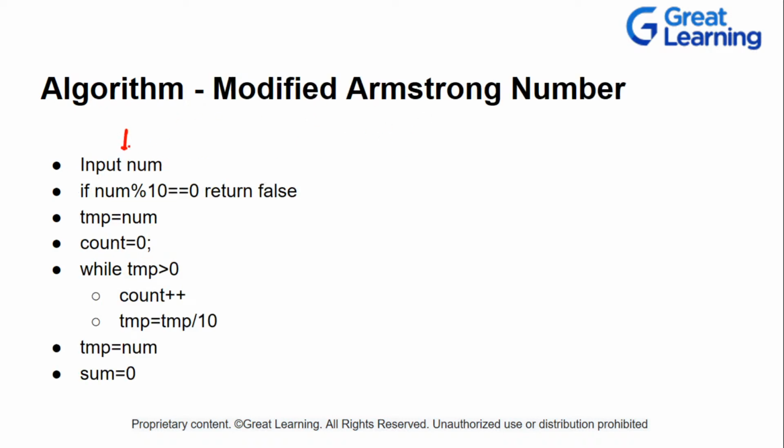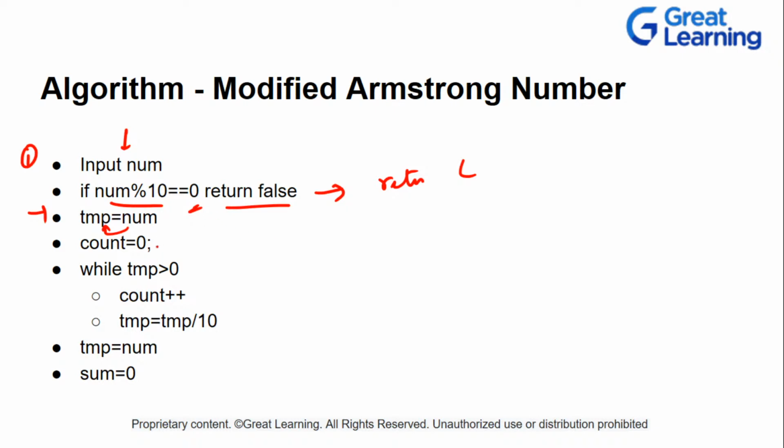You have the input number, your first step. You check whether the last digit is 0 or not. If yes, return false and finish your program. You are done with your program. Then you have a temporary variable. You use that temporary variable to store num.